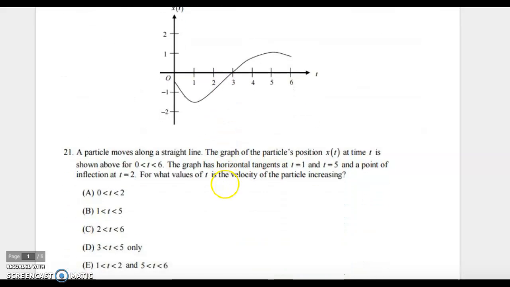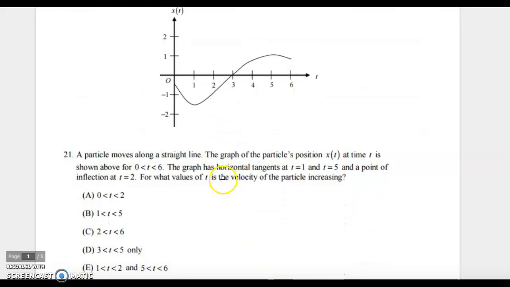All right, let's talk about the next question. So we have a particle moving along a straight line. The graph of the particle's position is shown above from 0 to 6 seconds. The graph has horizontal tangents at 0 and at 5 and a point of inflection at 2. For what values of t is the velocity of the particle increasing?